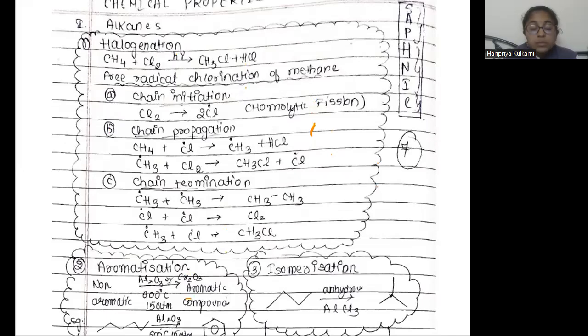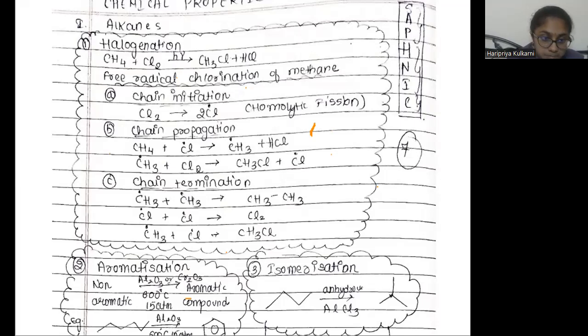CH4 plus Cl2 in the presence of sunlight will give CH3Cl plus HCl, right? So you can go through this free radical chlorination of methane. First is chain initiation. Here Cl2, you need to break the Cl-Cl bond, and you want the chlorine free radical, by using homolytic fission, right? Now what is homolytic fission?